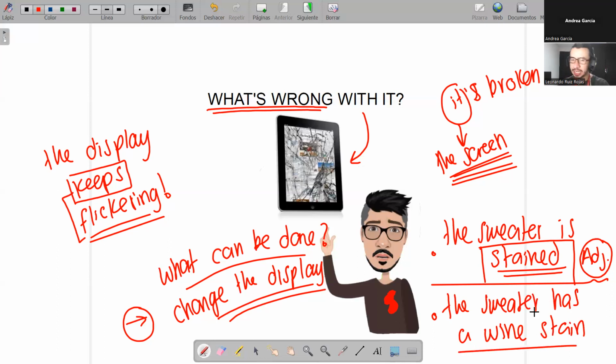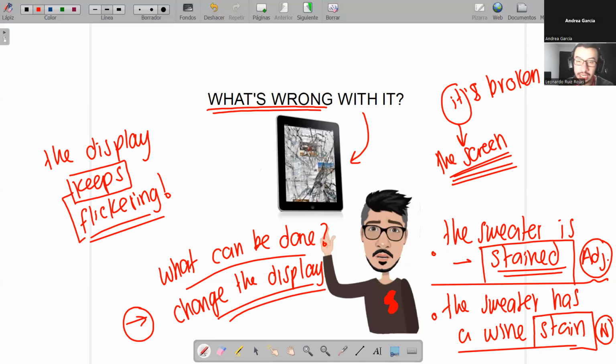Is it exactly the same? What is the meaning of a stain? Sería una mancha de vino. Exactly. So in that case, when we use a stain, it's the noun form, o sea, la forma del sustantivo de esa palabra. And specifically, in this case, we have a wine stain, una mancha de vino. Very good. So in that case, we do have two different ways to do it.